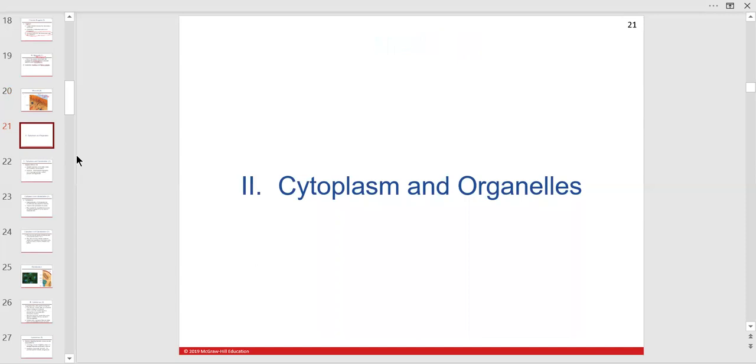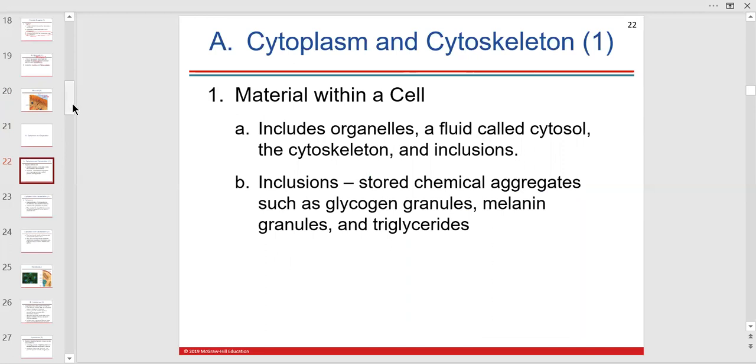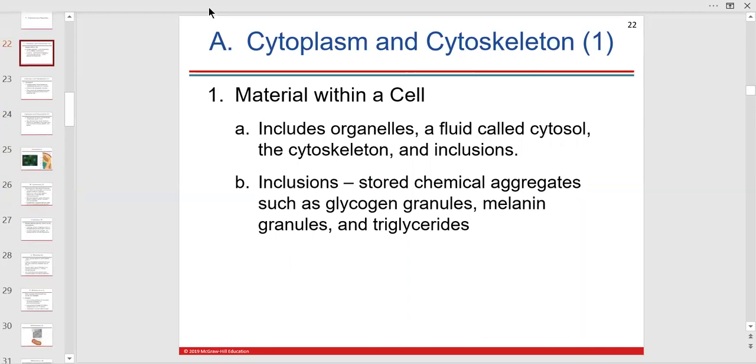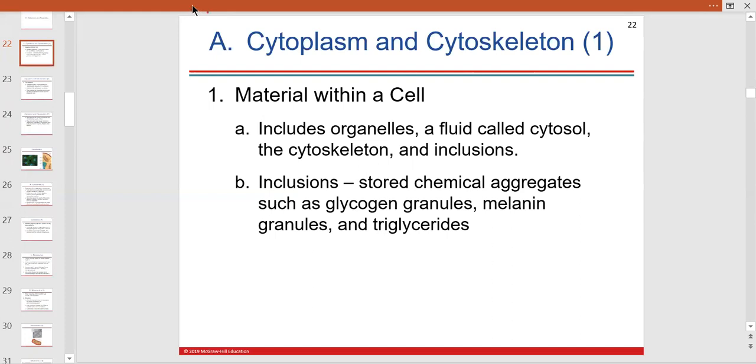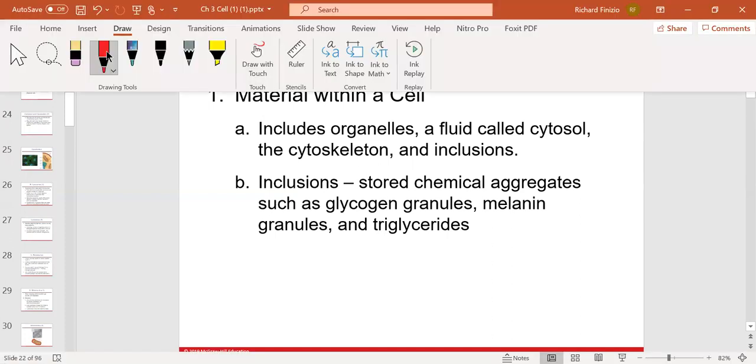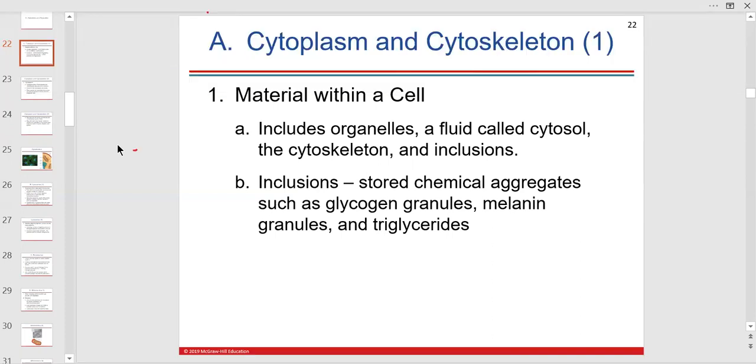So let's go through a couple before we take a break. Let's go through some of the organelles and the cytoplasm. Again, this goes back to high school biology, I think. The fluid is called the cytosol. Remember, that's the same as the intracellular fluid. The cytoskeleton is made of those microtubule proteins. And inclusions are other things, usually proteins. Not the ribosomes, since technically ribosomes are an organelle. Inclusions like glycogen.